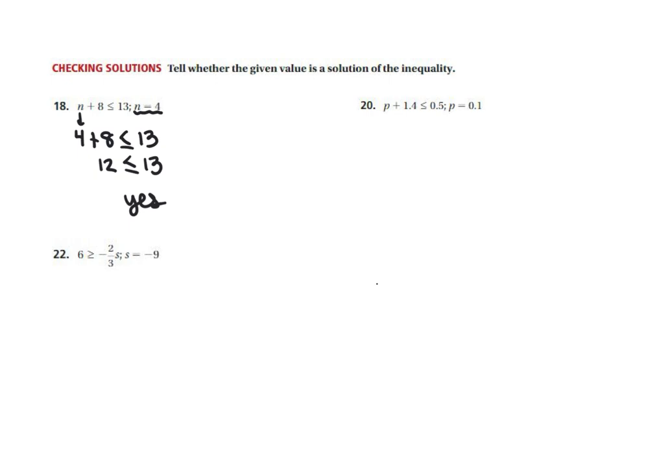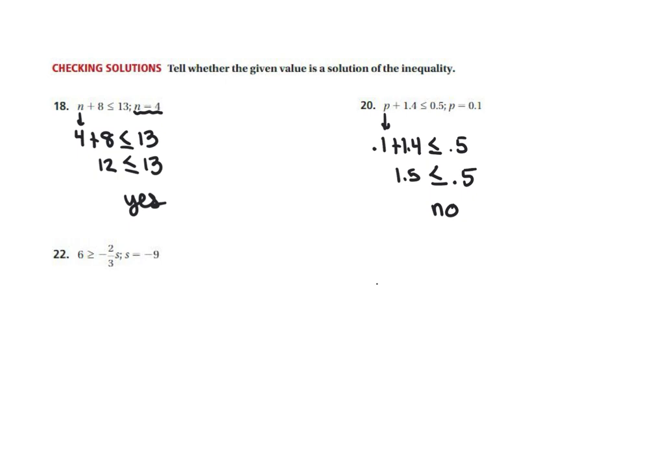For number 20, we're going to substitute 0.1 in for p. 0.1 plus 1.4 is less than or equal to 0.5. 0.1 plus 1.4 is 1.5. 1.5 is larger than 1, and 0.5 is less than 1, so that would be no.